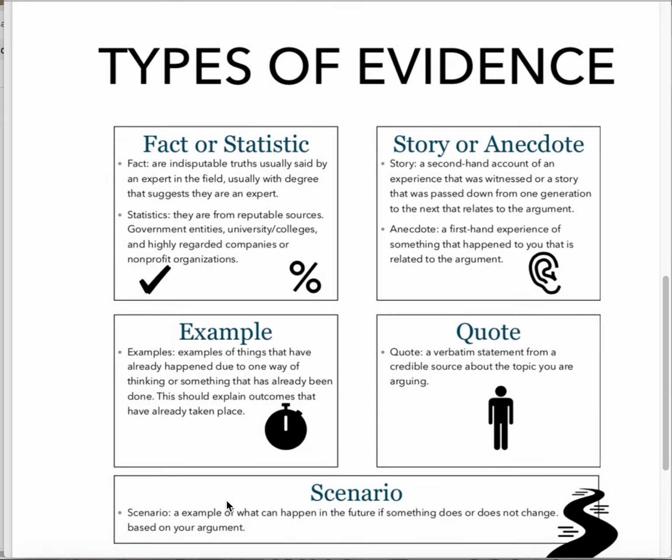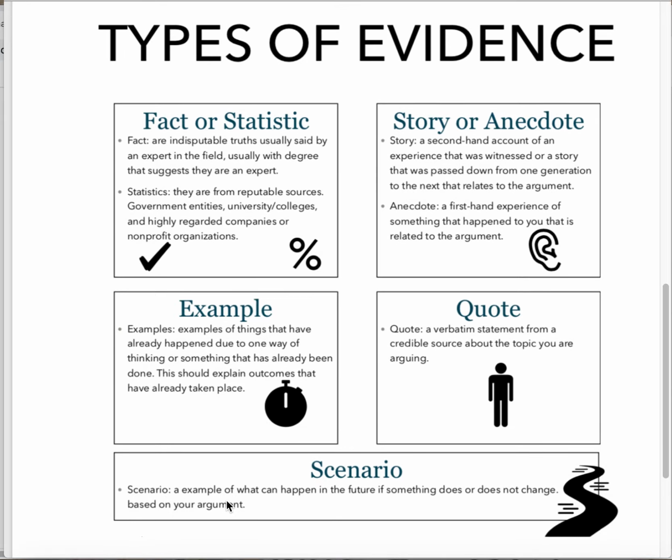We are going to get a little deeper into evidence next week, but these are just some quick ideas. So, types of evidence: we have fact or statistic. Facts are indisputable truths, usually said by an expert in the field, usually with a degree that suggests they are an expert. Statistics are from reputable sources: government entities, universities, colleges, highly regarded companies or nonprofit organizations. So I always think of statistics as facts with numbers.